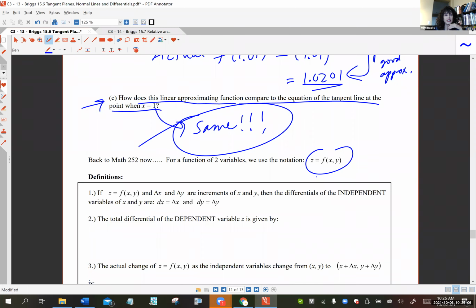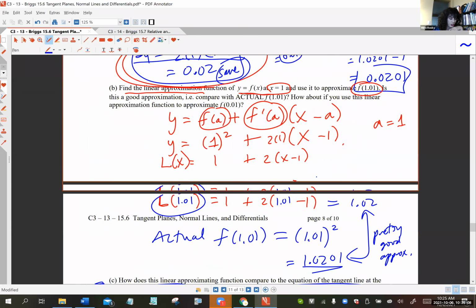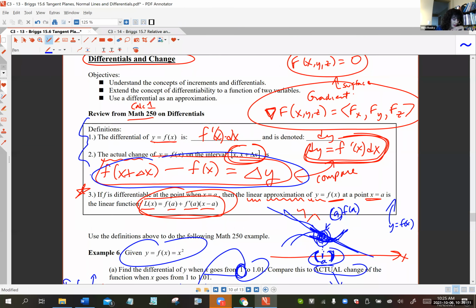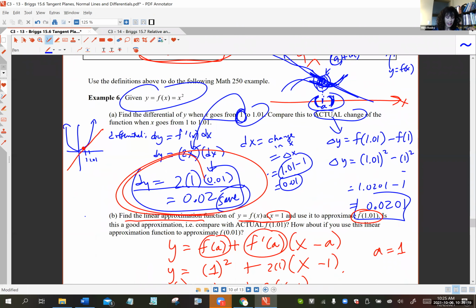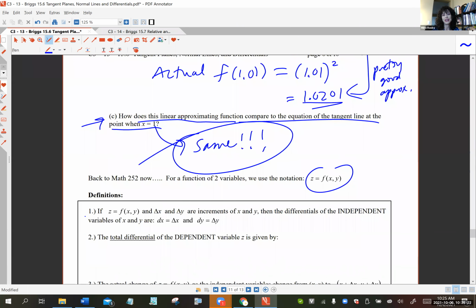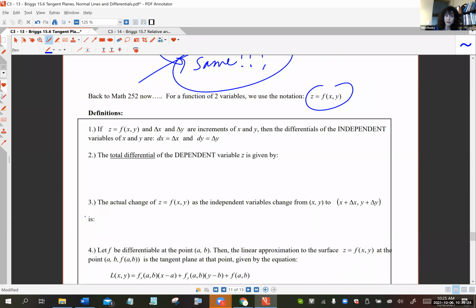And then after we get the differential, which is basically what these first 2 things talk about, then we'll look at the linear approximating function for ours, which is going to be, instead of the equation of the tangent line, the equation of the tangent plane. And we learned about that last time, so you should know how to do that.